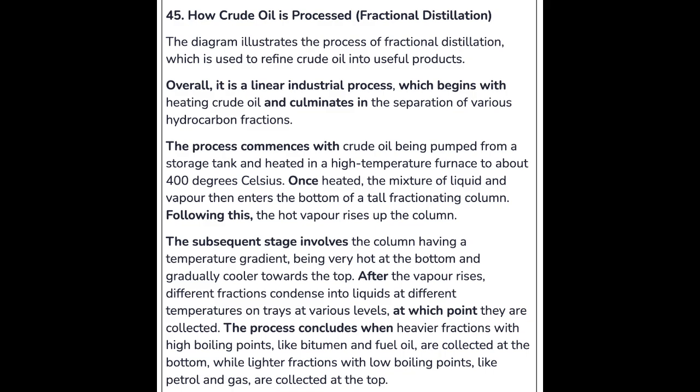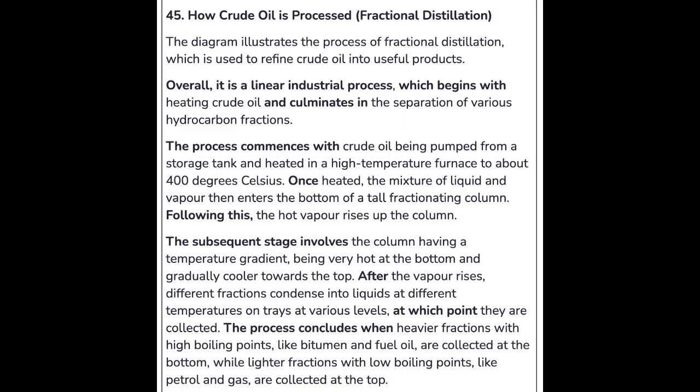The process commences with crude oil being pumped from a storage tank and heated in a high-temperature furnace to about 400 degrees Celsius. Once heated, the mixture of liquid and vapor then enters the bottom of a tall fractionating column. Following this, the hot vapor rises up the column.